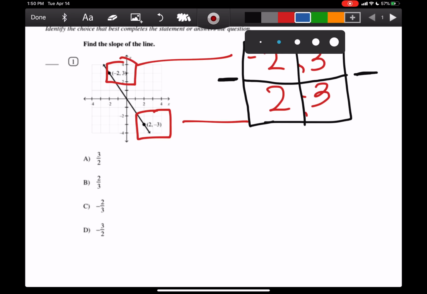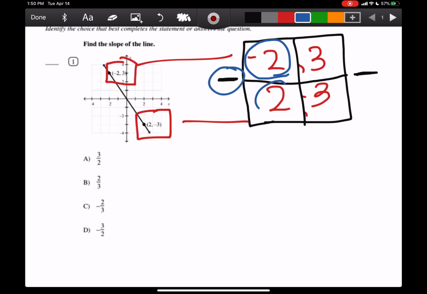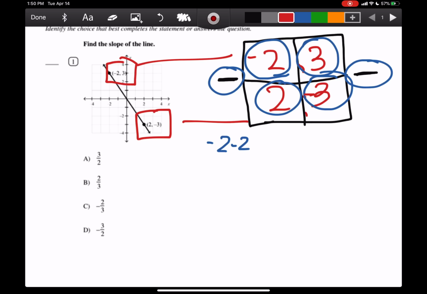What I mean by top to bottom is, I'm going to take my top number here, -2 minus 2. So I have -2 minus 2. And then I'm also going to have 3 minus a -3. That should be a negative, it didn't really look like a negative. So I have 3 minus a -3.